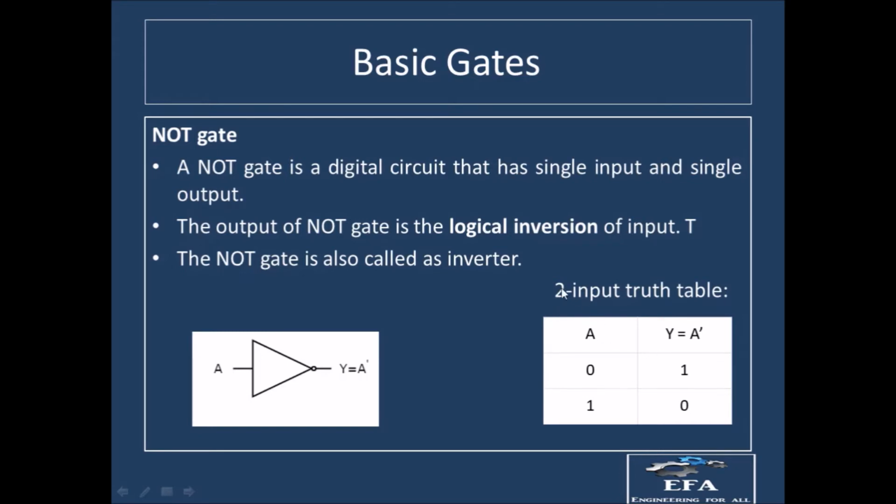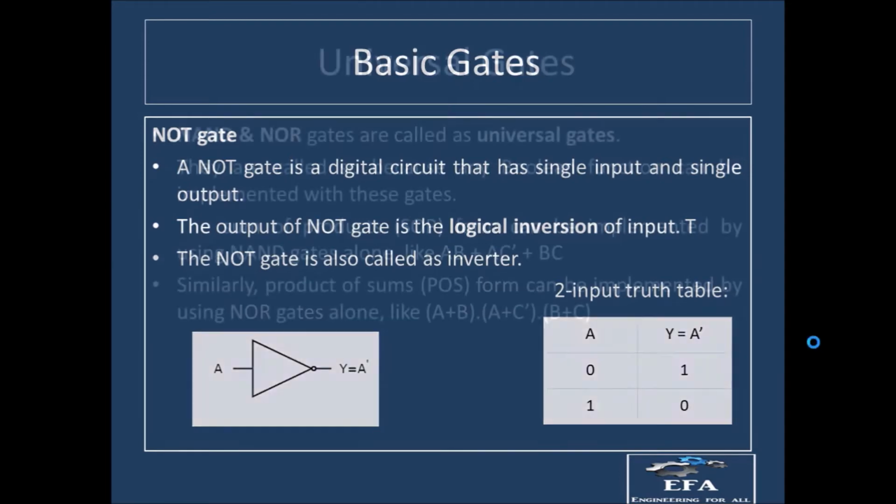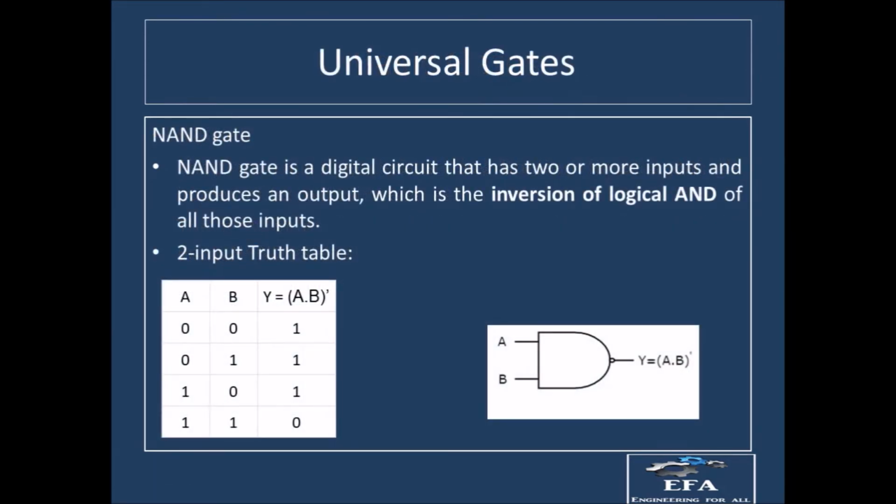So here I've written two inputs, but this is actually a one-input logic gate, right? We have one input and one output, and this output is the inverse of the input. Whatever we give as the input, its inverse will come at the output. If we have 0 here, the output will be 1, and if we have 1 here, the output will be 0. So this was all about the basic gates.